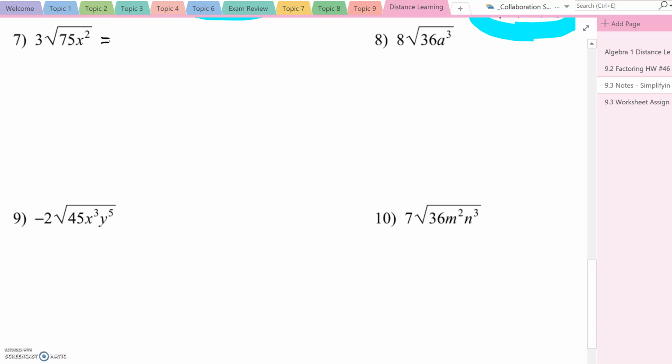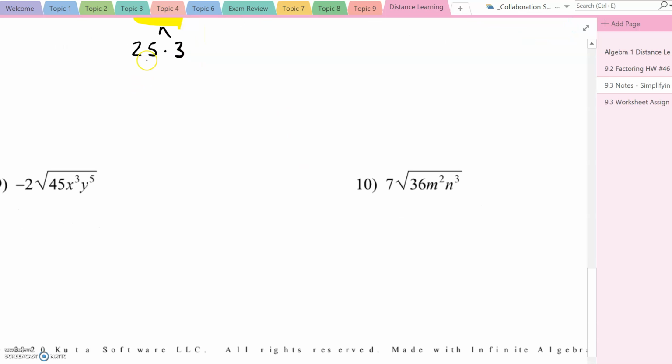I'm going to have you rewrite this as 3 times the square root of 75 times the square root of x squared. Alright, just to be consistent, I will have us simplify this square root first. So think to yourself, you want to come up with a number that multiplies to get you 75, and you want one of those numbers to be a perfect square. I'm thinking 25 times 3, because 25 is a perfect square, and 25 times 3 gets us 75.